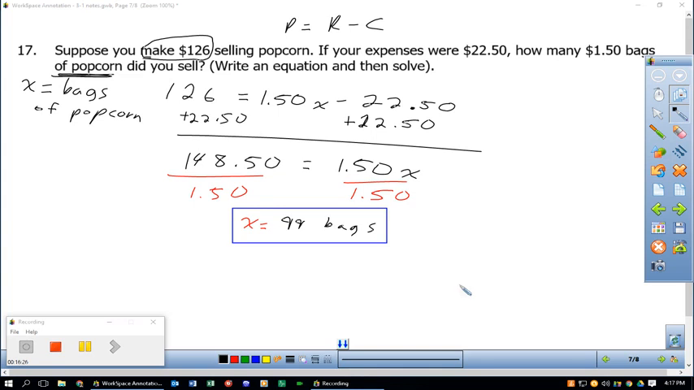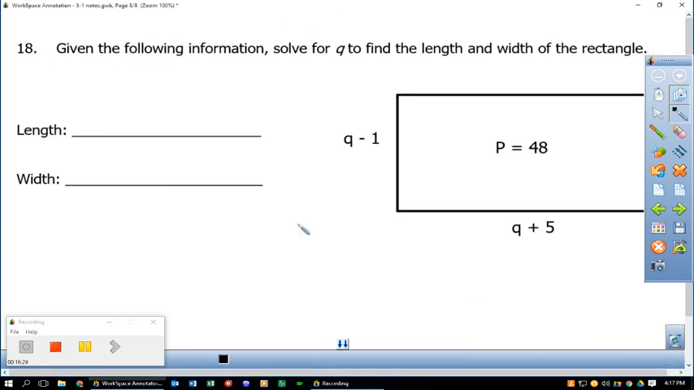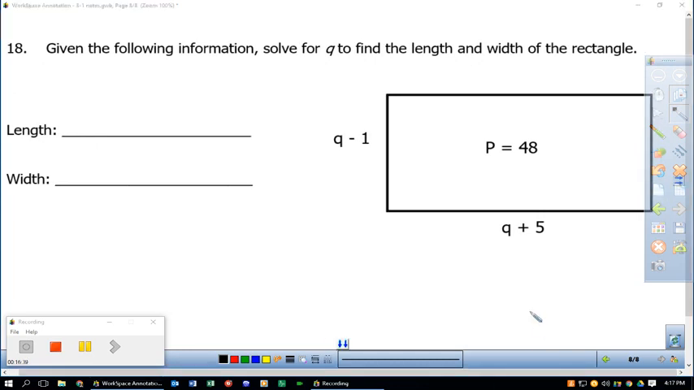Okay. Last we have number 18. Given the following information, solve for Q to find the length and width of the rectangle. All right. So, again, we're given perimeter. In this case, it is with a rectangle. Now we know that rectangles have two sides that are going to be the same. Two sets of sides are going to be the same.